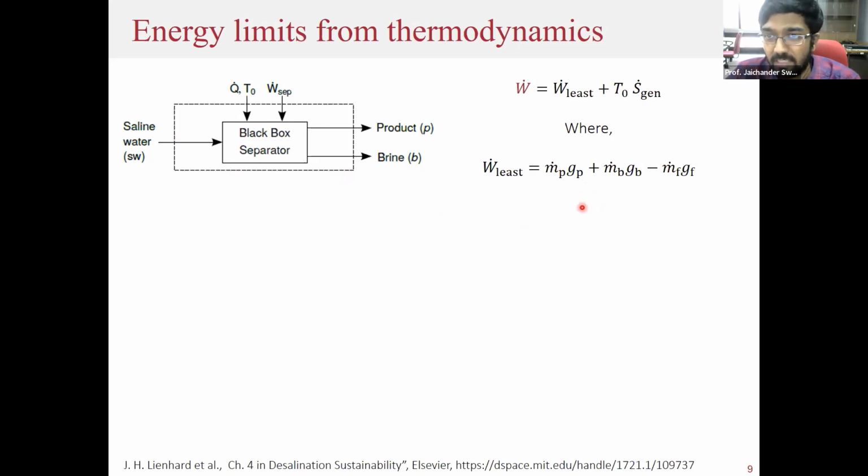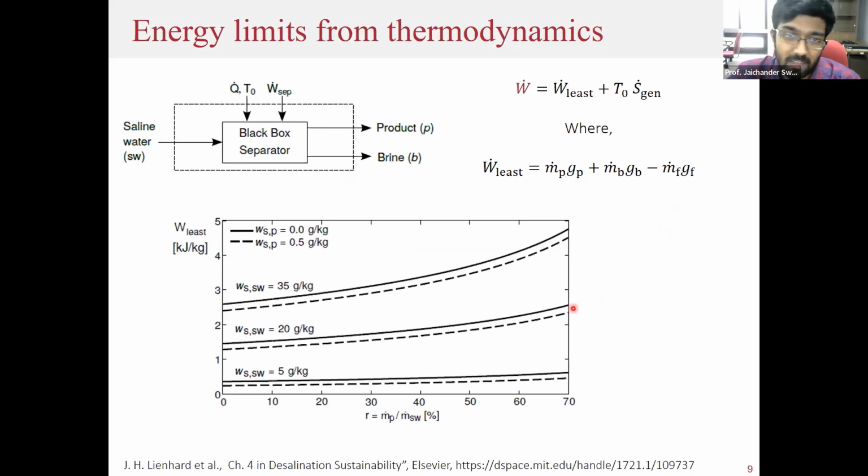And if we apply the first and second laws of thermodynamics, then we can get that the least energy rate is going to be a function of the Gibbs free energy of the product stream, the brine stream, and the incoming saline stream, the feed stream. Right. So data is available, calculations have been done for the least energy for a simple desalination application as a function of recovery ratio. The data is presented here.